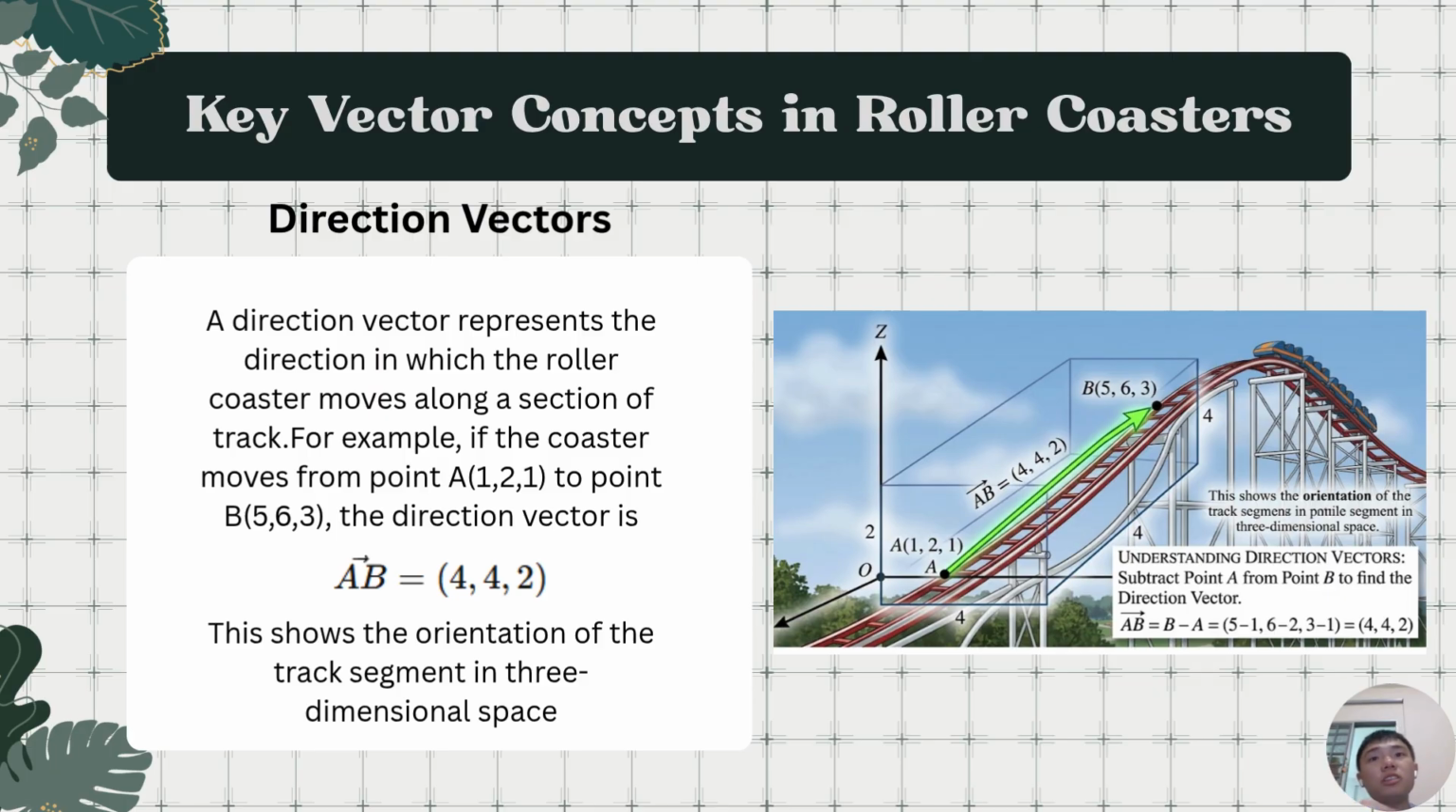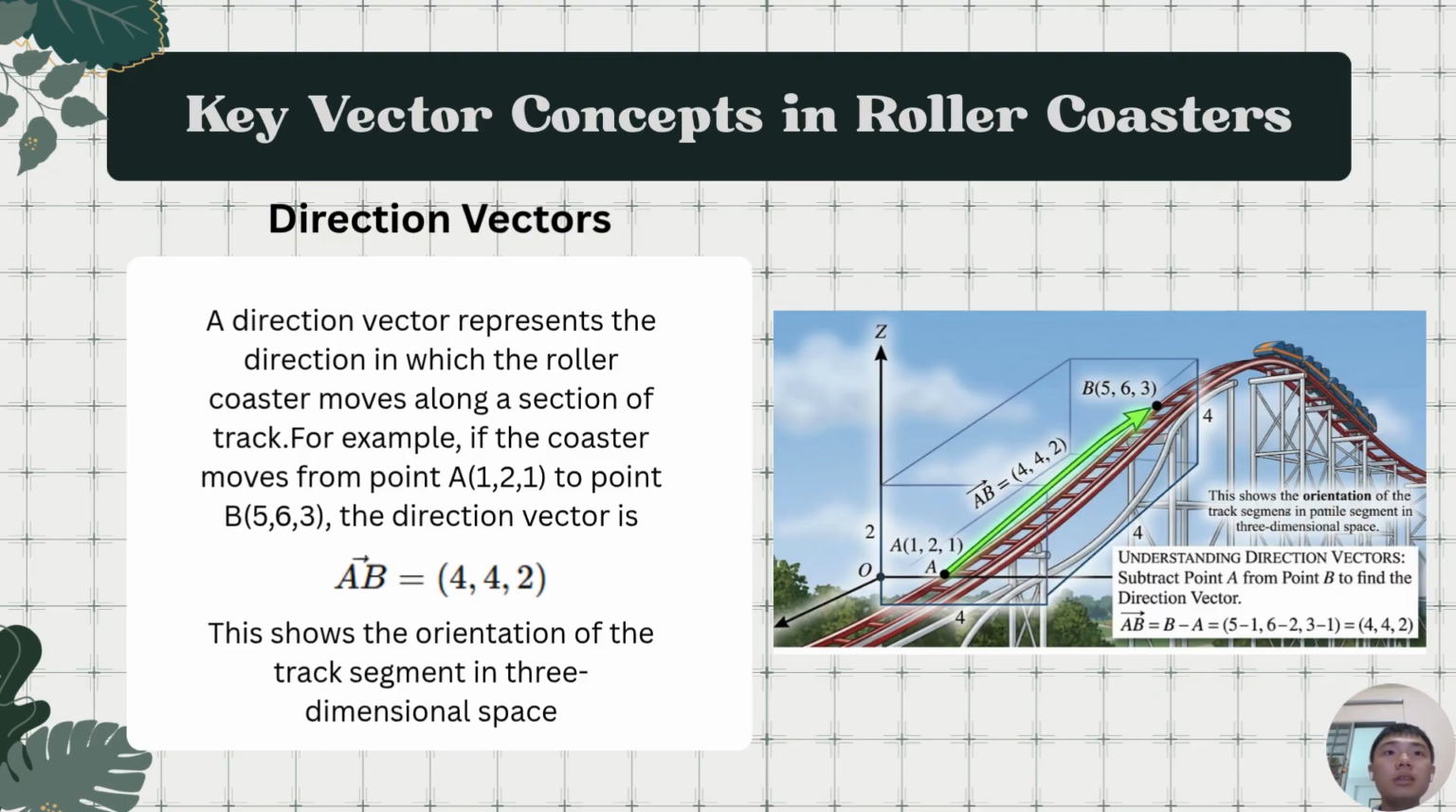The next important concept is direction vectors. A direction vector shows the direction of movement from one point to another. In roller coaster engineering, this is useful for describing how the coaster moves along a particular section of the track. To find a direction vector, we subtract the coordinates of the starting point from the coordinates of the ending point.